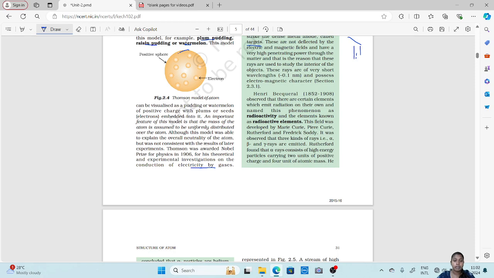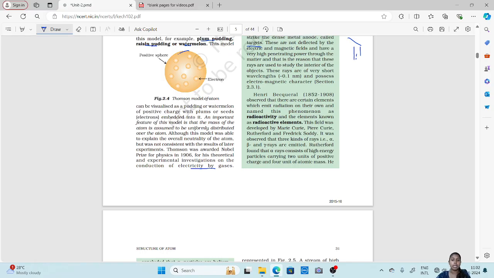Henry Becquerel observed that certain elements emit radiations on their own and named this phenomenon radioactivity. Now you know radioactive molecules and all, right? He named the phenomenon radioactivity, and the elements were named radioactive elements. This field was developed by Marie Curie, Pierre Curie, Rutherford and Frederick Soddy. Later these elements were discovered and further studied by all these four scientists.